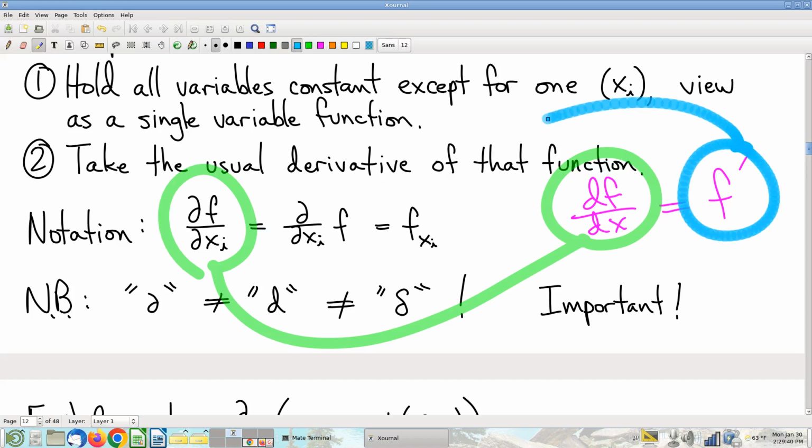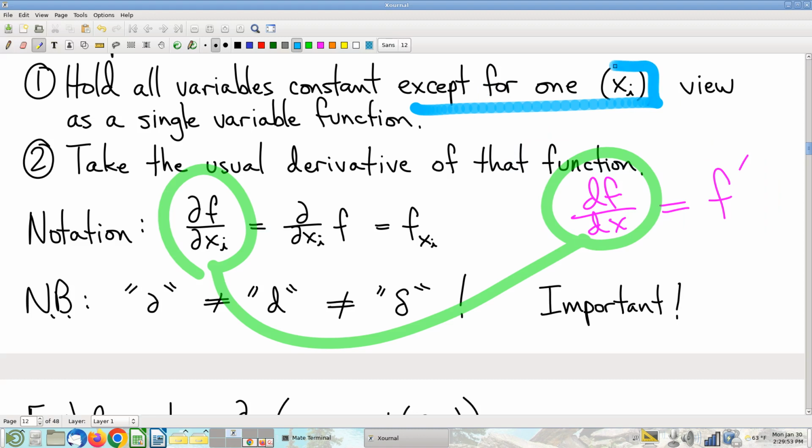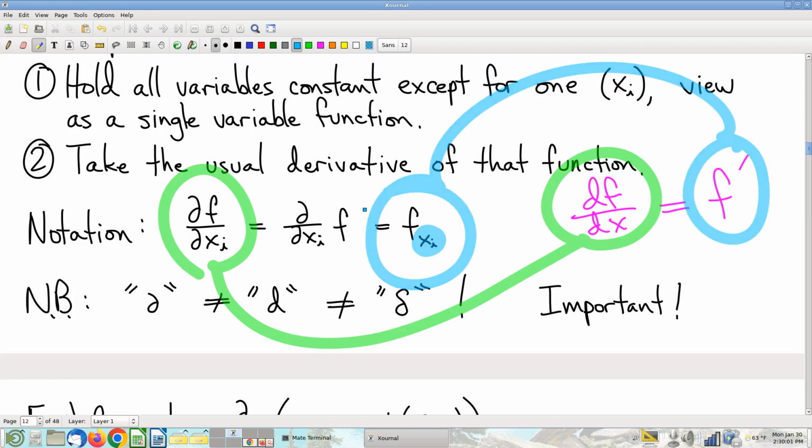What would be analogous to Newton's notation? What would be analogous to f prime? You can't just write f prime. There's a bunch of different variables that I could have decided to be the one that is serving as the actual variable. So instead of saying prime, we just make a subscript indicating which variable it is that we're taking the prime with respect to. And so this is kind of what I would call the Newton-like alternative for partial derivative.